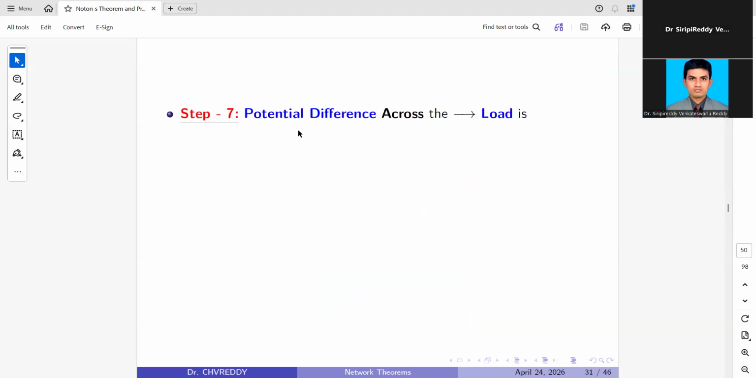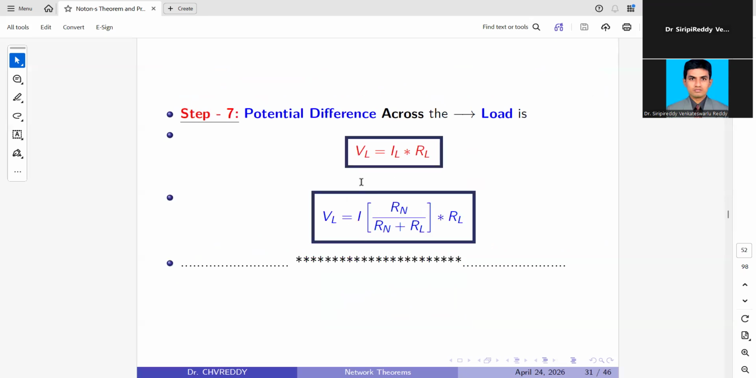In step 7, the potential difference across the load is VL equal to IL into RL. Now we know the IL value. So VL equals IN into Rn divided by Rn plus RL, which is the load current, into the load resistance. This is the voltage drop across the load resistance.